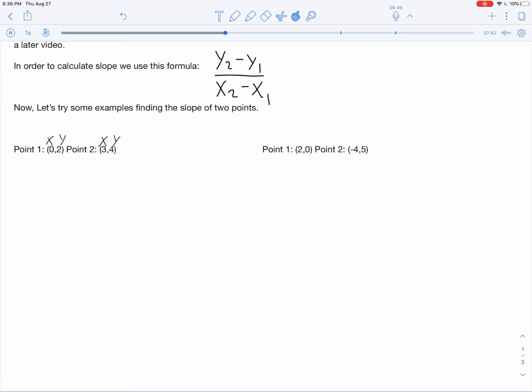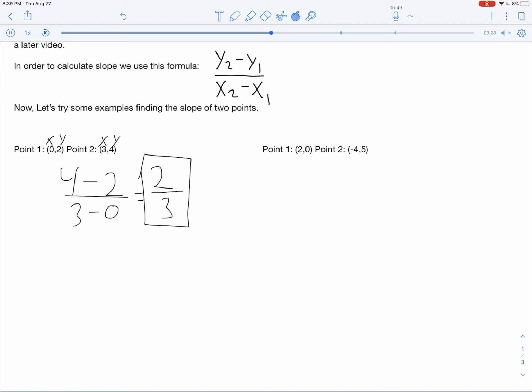So the first thing we want to do is follow the formula. So we look at point 2, and we see that our y value is 4. So we do 4 minus, we look at point 1, which is our y1, minus 2, over, we look at point 2, which is our x2, 3, and we look at point 1, which has a 0 in the x place, minus 0. So now we do 4 minus 2 is equal to 2, 3 minus 0 is equal to 3, and there, we solved our slope. Our slope is simply 2 over 3.